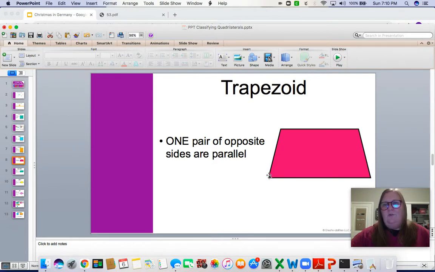If I drew the line on the left up and I kept going, and then I drew it to the right and I kept going, eventually those 2 lines would intersect or cross over each other. So those 2 lines are not parallel to each other.